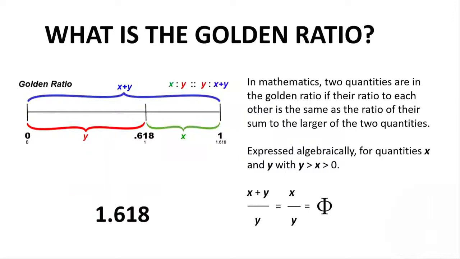Mathematically, two quantities are in the golden ratio to each other if their ratio is the same as the ratio of the larger of the two quantities to their sum. Now, what does that mean? We see this line here is divided into two segments, x and y. And x and y are in the golden ratio if the ratio of x to y is the same as the ratio of the larger segment, y, to the whole. Let that sink in just a little bit.